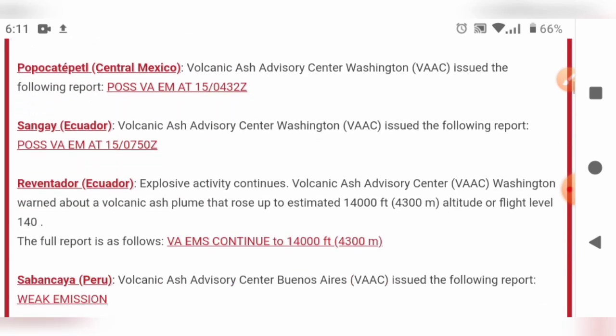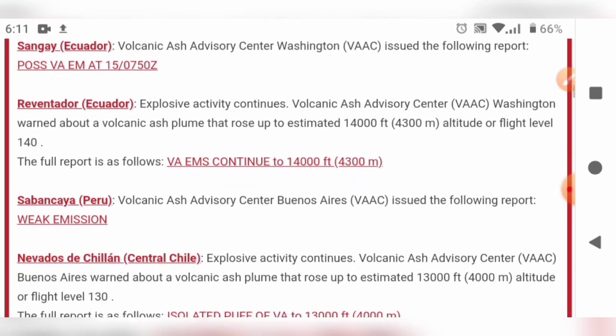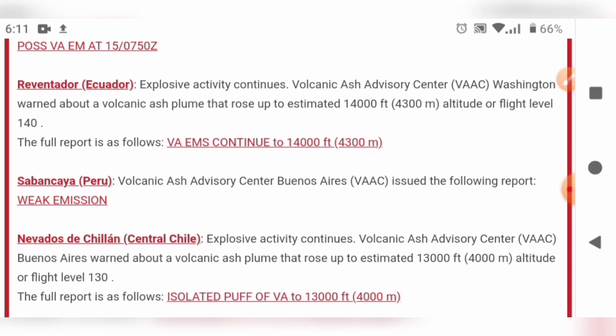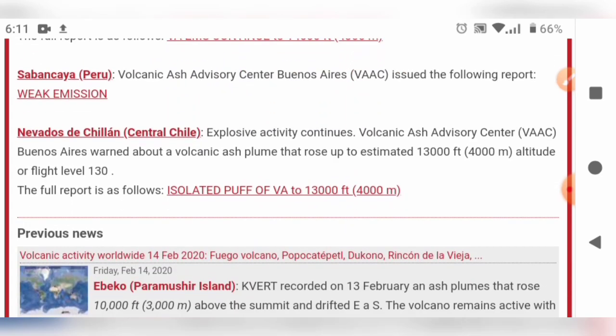Popocatépetl, possible emissions there. Sangay, possible emissions there. Reventador, exploding. 14,000-foot ash plume there. Sabancaya, weak emissions. And Nevados de Chillán exploding also, producing a 13,000-foot ash plume. Please do not attempt to pole vault Nevados de Chillán.